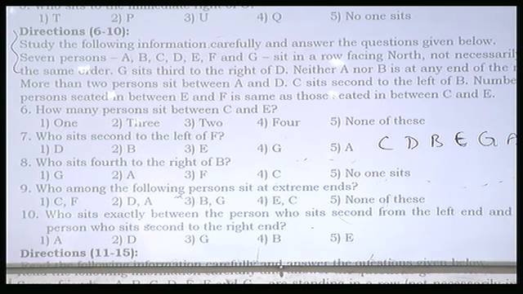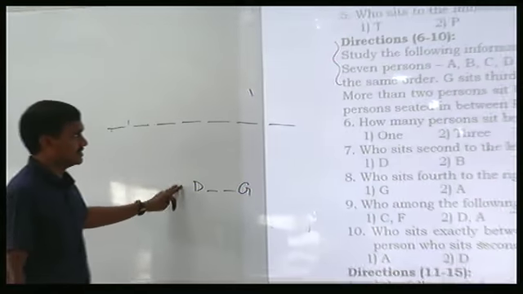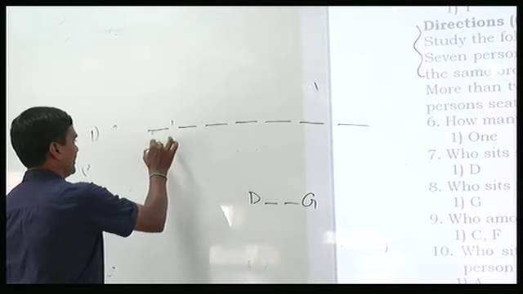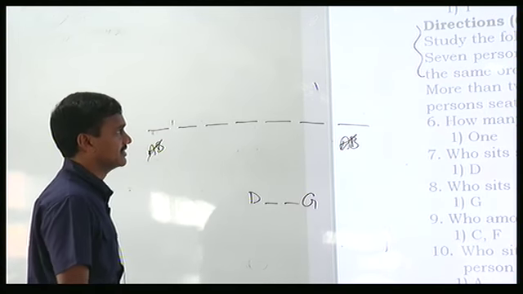7 persons. And G sits third to the right of D. Rather than placing it here, write it down separately. G sits third to the right of D. Neither A nor B is at any end of the row. A and B cannot be in these 2 places, isn't it? A and B cannot be here.